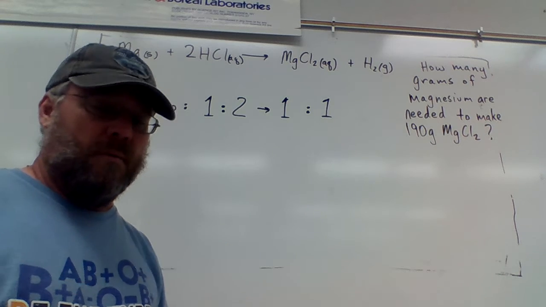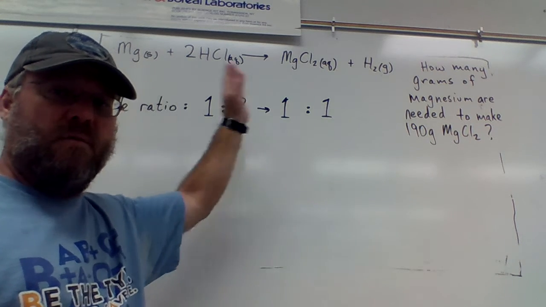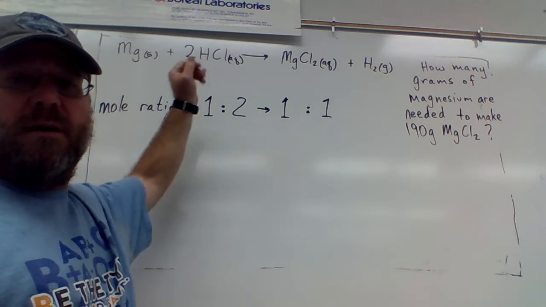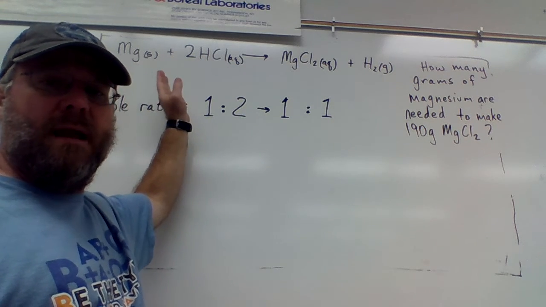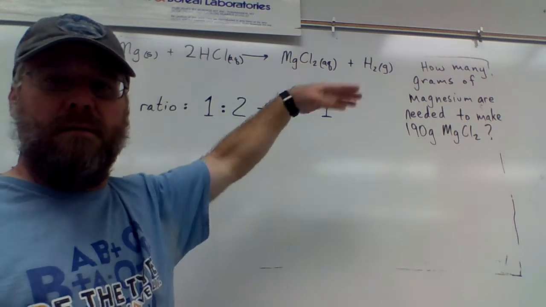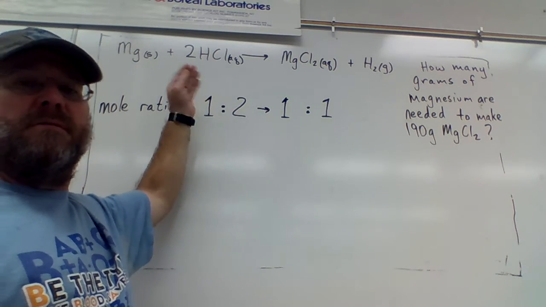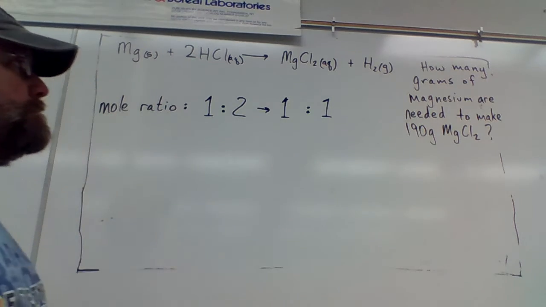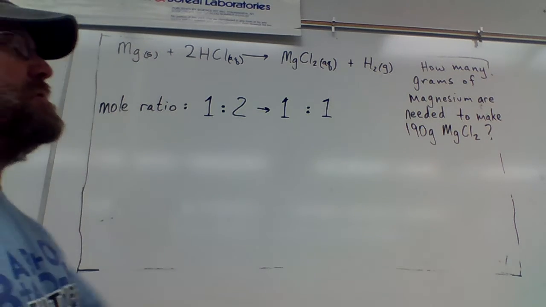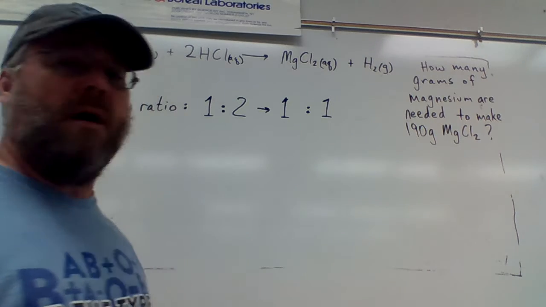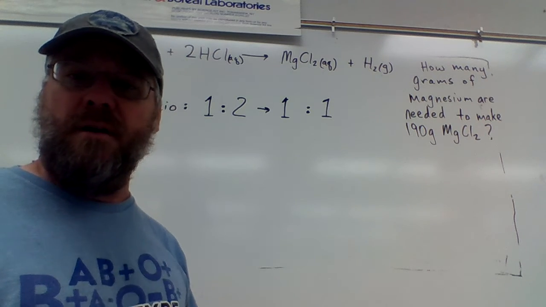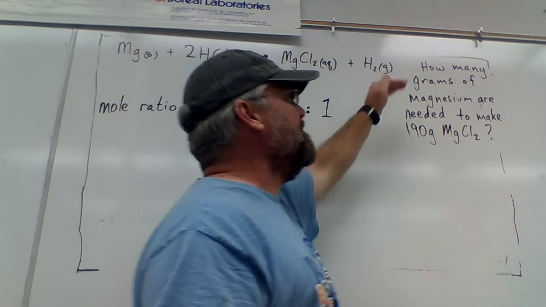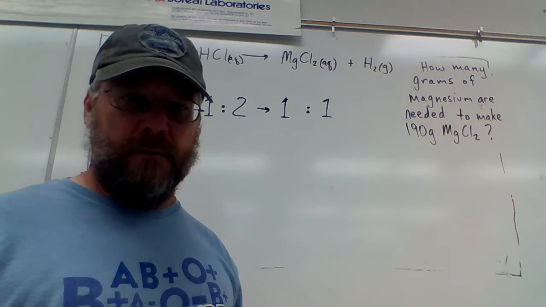And so what we have here, again, is a balanced equation. We've got the same number of chlorines on the right side of the equation as we do on the left. We've got the same number of magnesiums on the right that we do on the left. We've got the same number of hydrogens on the left compared to the right. So anyway, once we have the mole ratio, we go over here and check out what the problem is. Okay, I've got this 190 grams of magnesium chloride. How many grams of magnesium are needed to do it?